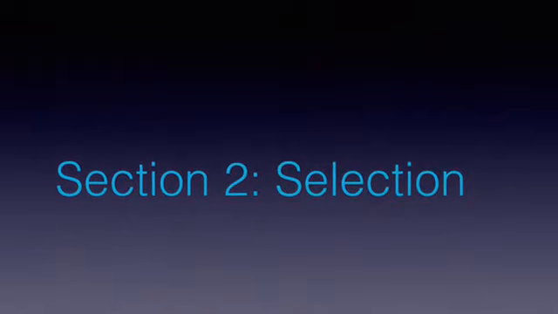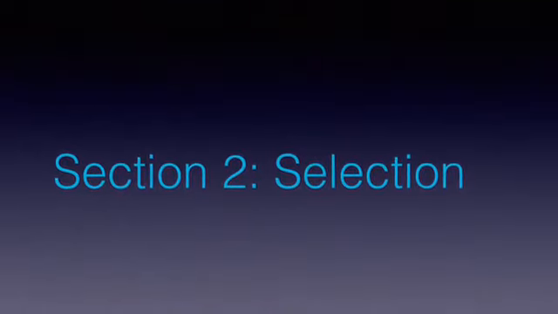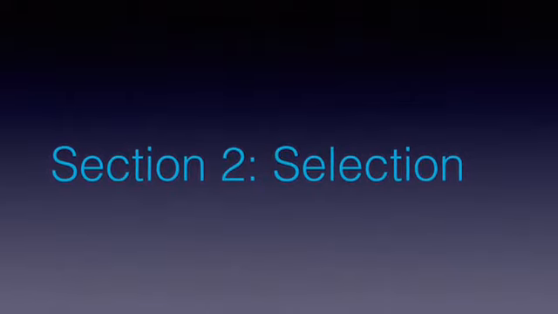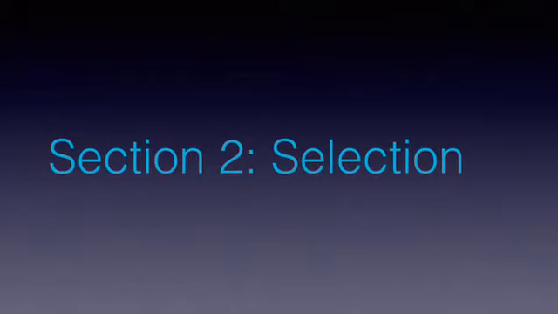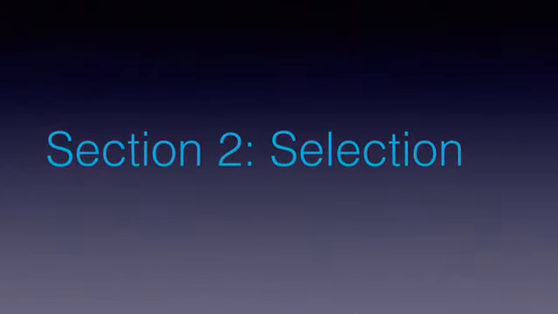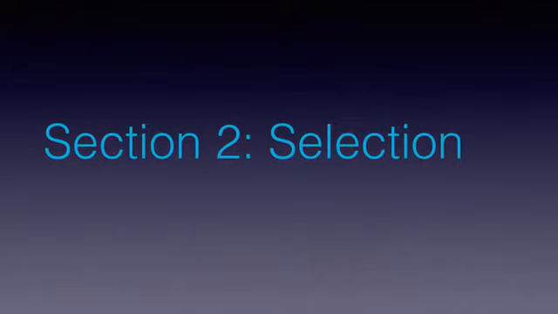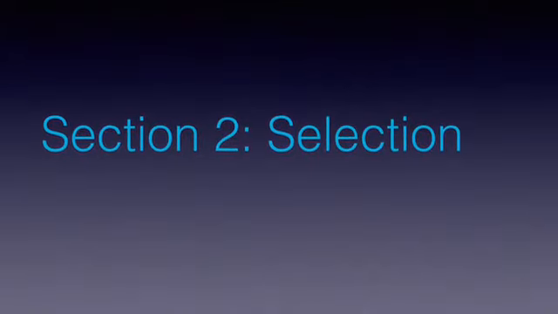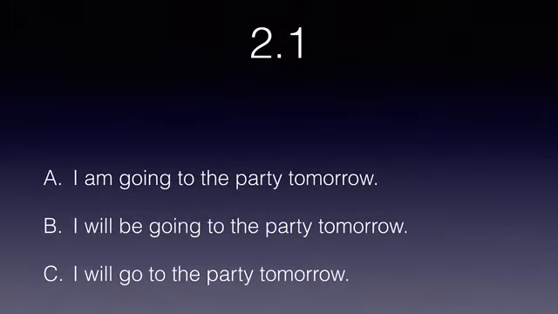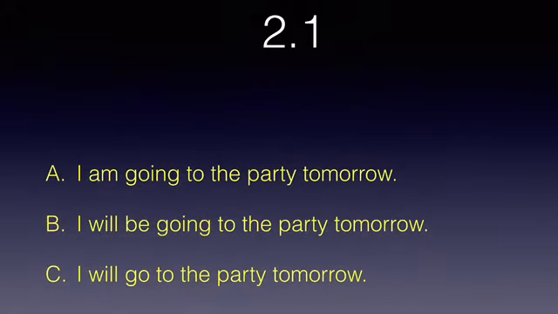Okay, in the second section, you have to select the correct option or options for each question. So there are 7 combinations for what could be right. A, B, C, AB, AC, BC, ABC. Okay, they don't have to have the same meaning. In this case, the answer is ABC. All 3 of them are grammatically correct. They have a slightly different usage or meaning, but they're all fine.